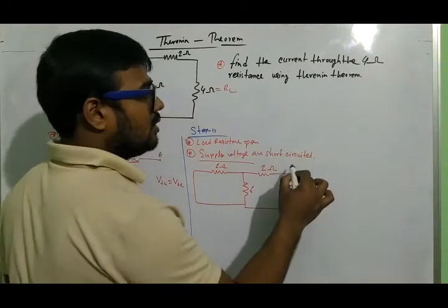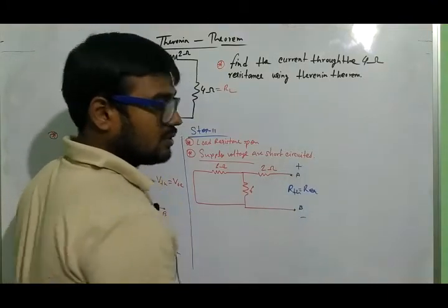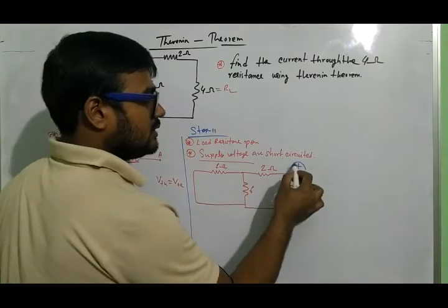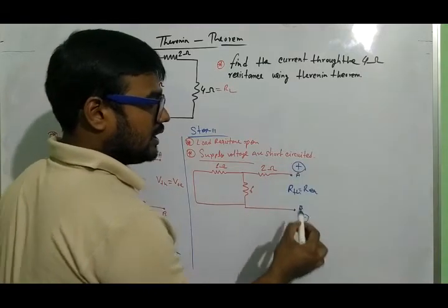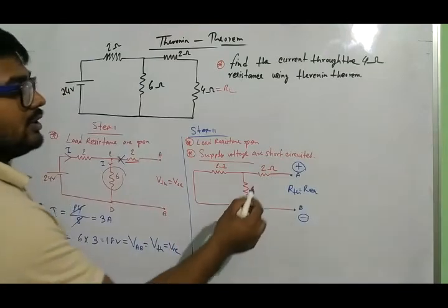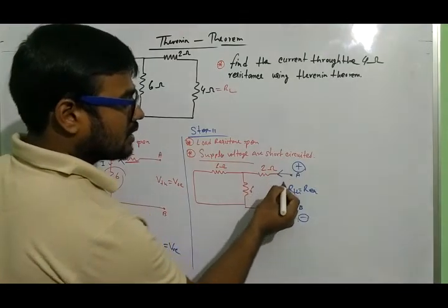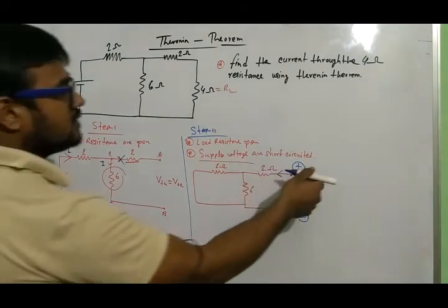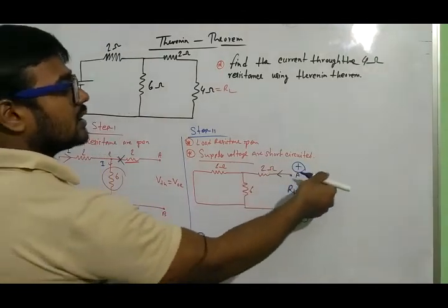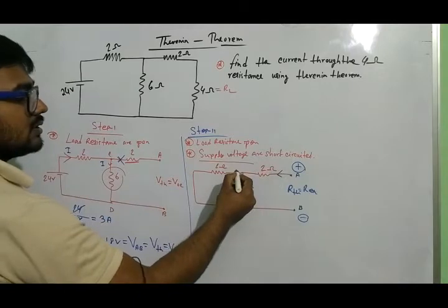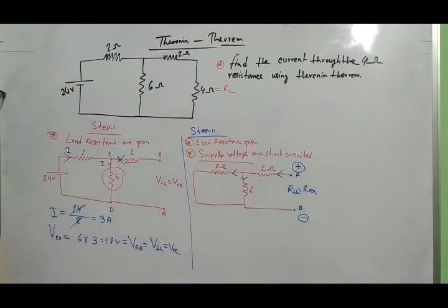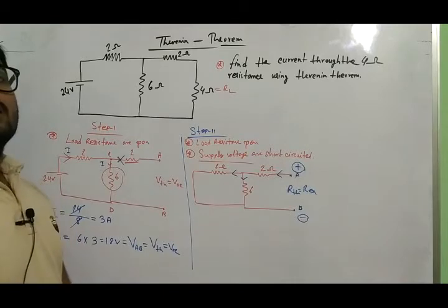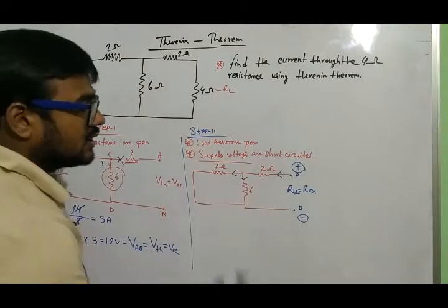At first you take one positive and one negative. Which one is positive? This is positive and this is negative. So from the positive I am entering the current. The current will flow in this direction, assume the current will flow this way, and here the current will be divided into two parts. Now I am calculating the equivalent resistance for this circuit.